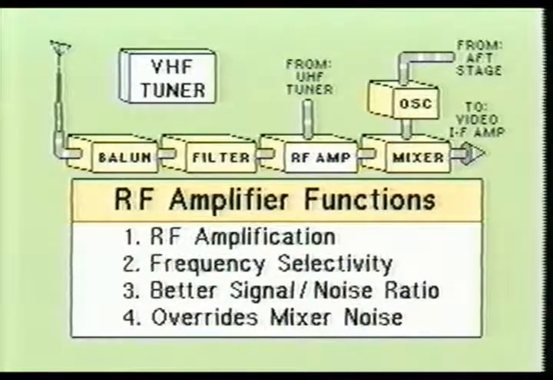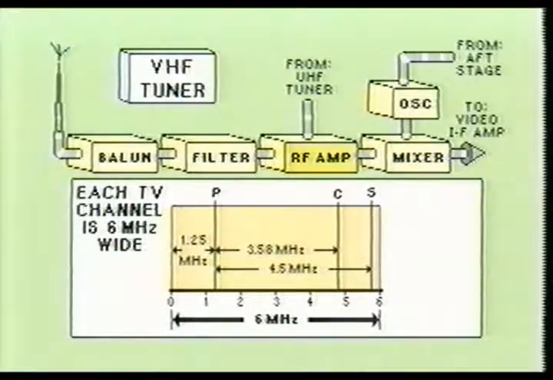The RF amplifier portion of the VHF tuner performs 4 primary functions. It provides amplification for the weak RF signal, helps provide channel selectivity, improves the signal-to-noise ratio, and overrides any electrical noise which is generated from the oscillator mixer sections. As was mentioned earlier, each television channel has a bandwidth of 6 MHz. The video carrier is close to the low-frequency end of the channel bandwidth, and the sound carrier is very close to the upper end of the channel bandwidth.